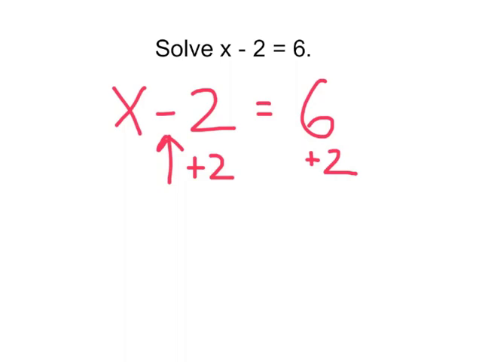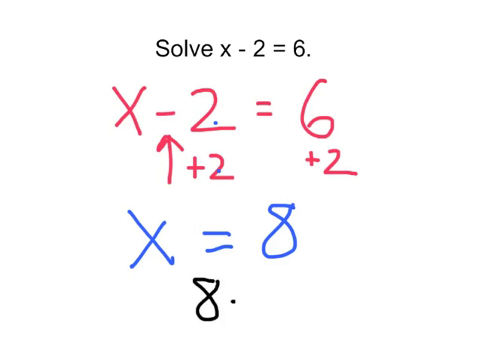So on the left side now, we have an x, and a 2 minus a 2 is 0, so we don't have anything else other than the x left on that side. And 6 plus 2 is going to be 8 on the right side. So x has to be 8. Let's check our work by substituting the 8 back into the x and checking to see if it makes our equation true. 8 minus 2 equals 6. That is correct. 8 minus 2 is 6.